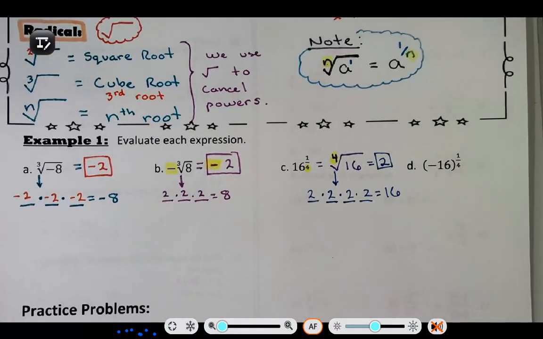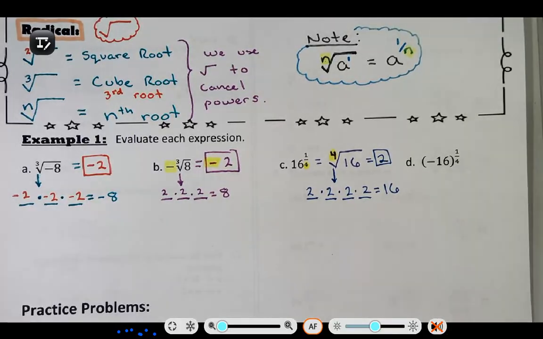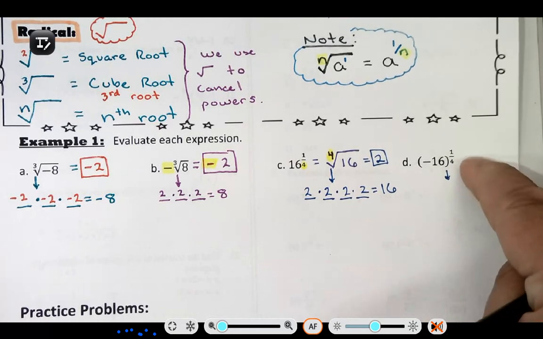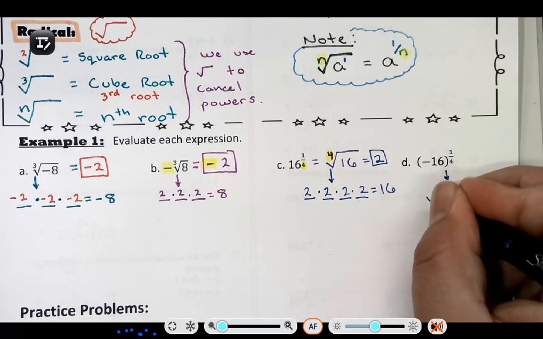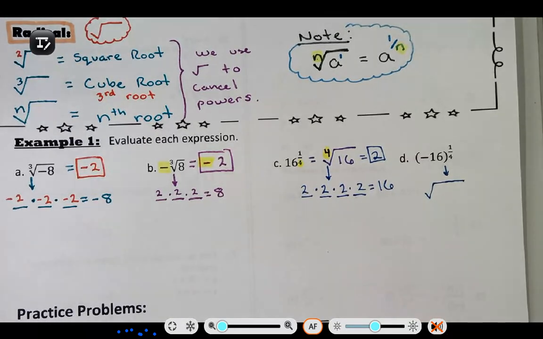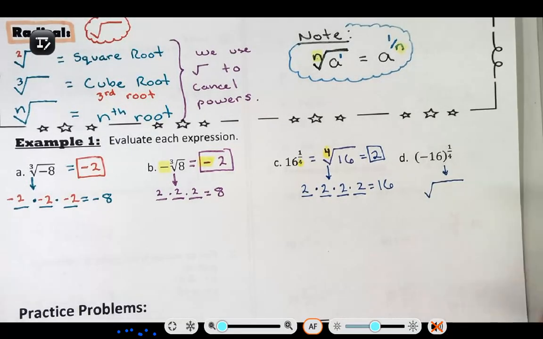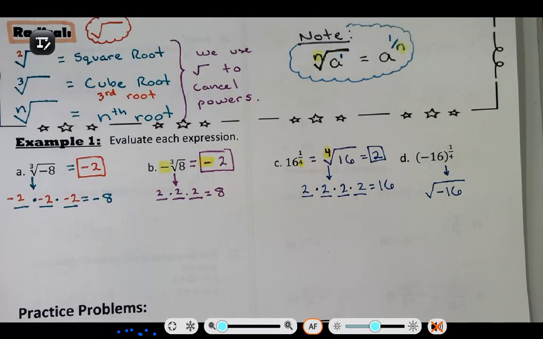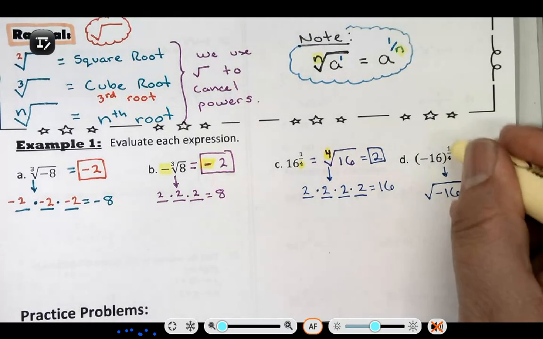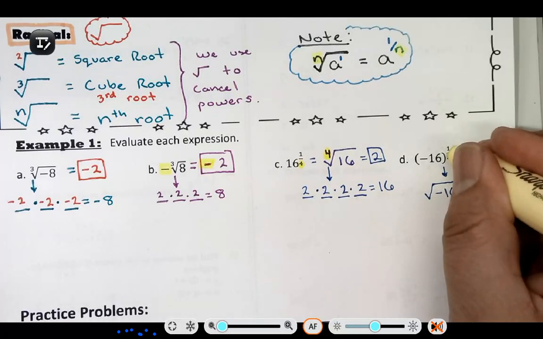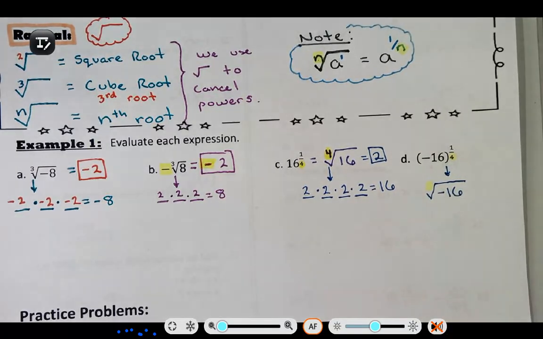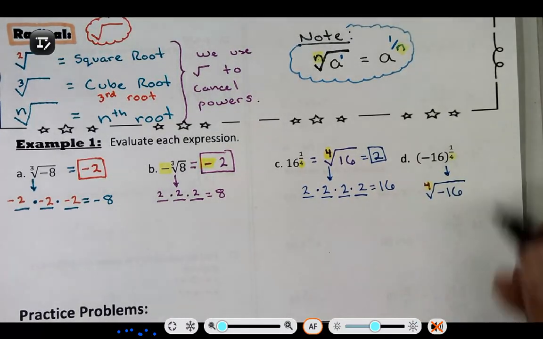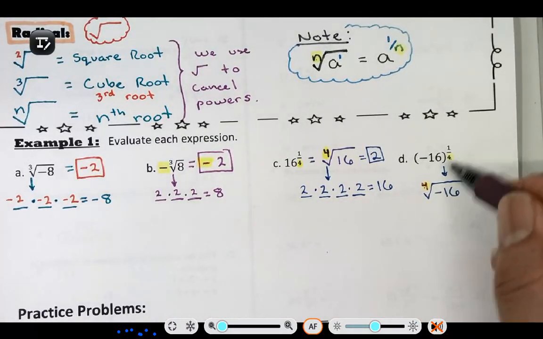All right. And then, of course, we have this last one here. And again, look, it does have a power that's a fraction. So what we said was, when you have a power that's a fraction, that means you got to start writing a radical for it. And, of course, there's a negative 16 on the inside. So negative 16 on the inside. And what we said was, when you see that power that's a fraction, you write the radical, but we have an index of 4. So we put our 4 right here. The denominator is your index.